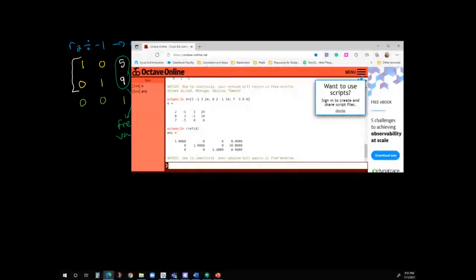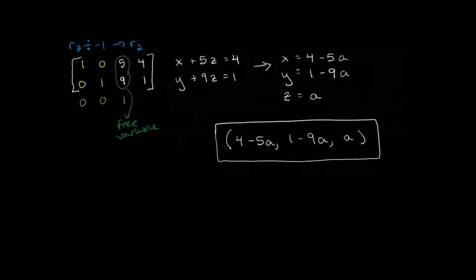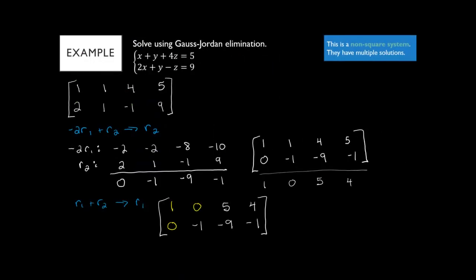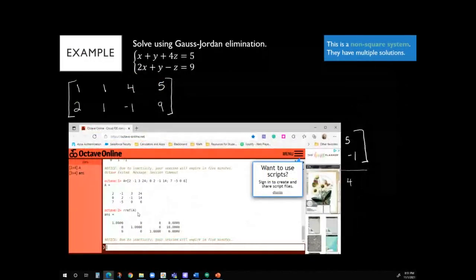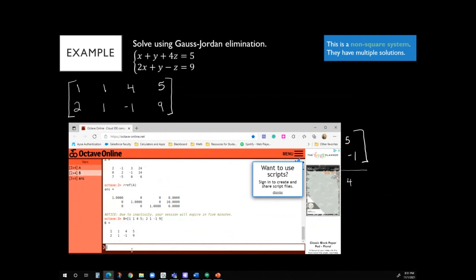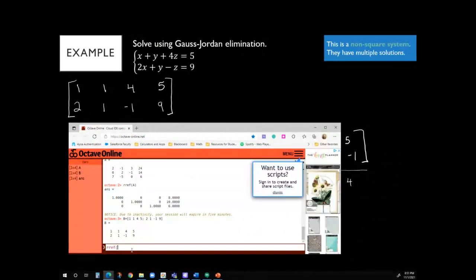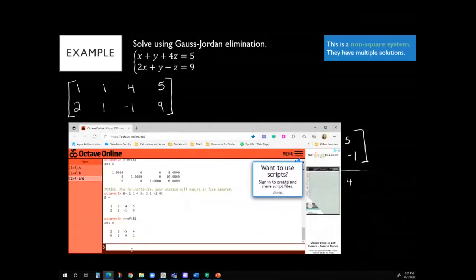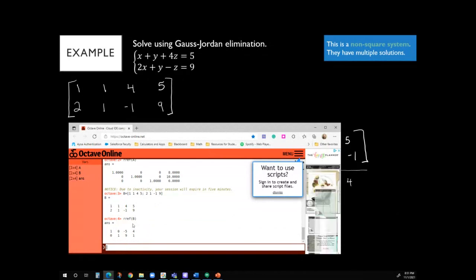So I do want to show you in Octave what it would look like if you were to put in something that has infinite solutions here. I'll just call it B this time. We got 1, 1, 4, 5, 2, 1, negative 1, 9. And then if you try to do the reduced row echelon form, it is essentially giving you what we got. It's just got opposite signs.